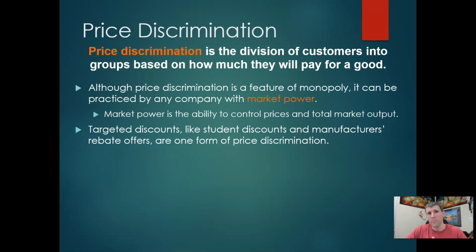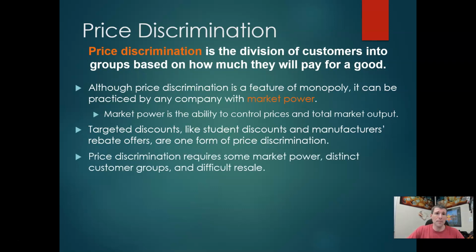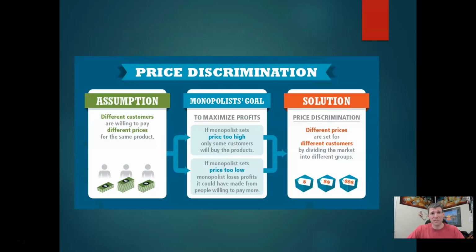You control more of the market, make more of the sales. The bigger monopoly you are, the more market power you have, such as you are a monopoly, you can engage in more price discrimination. But you're assuming you have different groups of customers who will pay different amounts. It could be senior citizens, it could be kids, it could be students, right? Whatever.